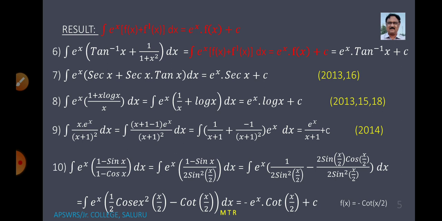So this is the integral e power x into f of x plus f dash of x form. So that is e power x into f of x. So e power x into, here, what is f of x? Minus cot x by 2. So this is equal to minus e power x into cot x by 2 plus c is our answer.